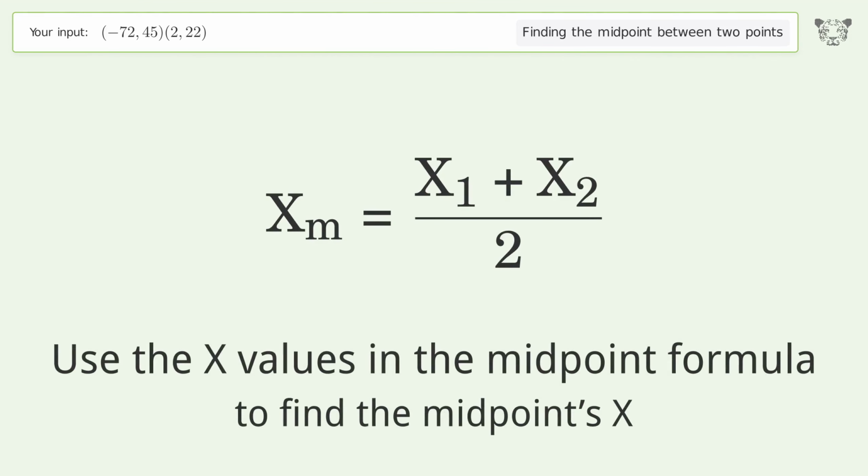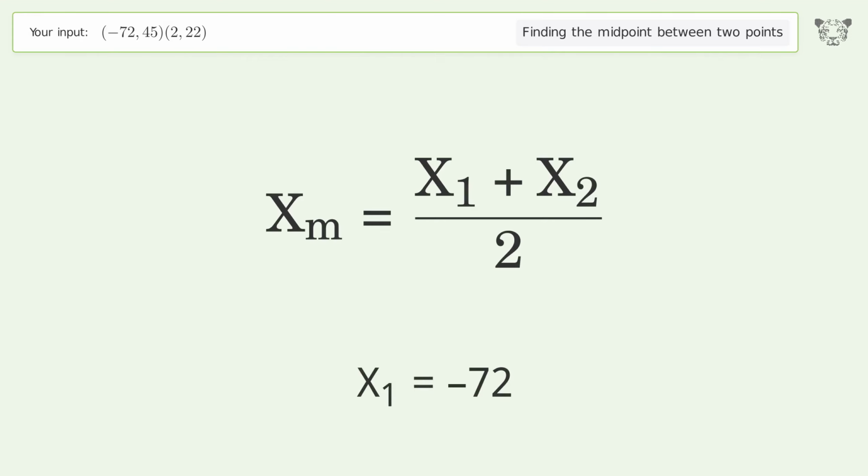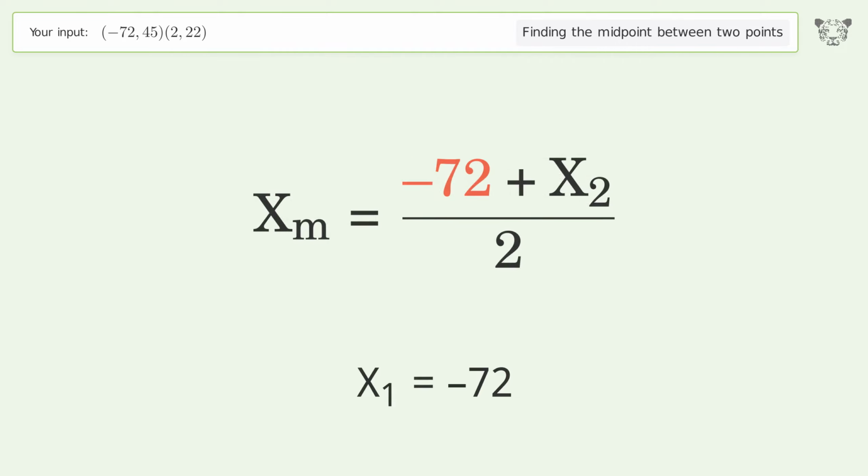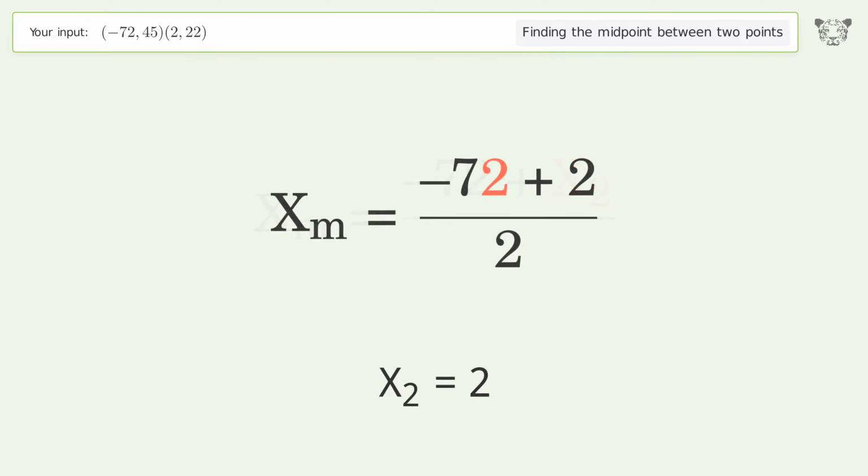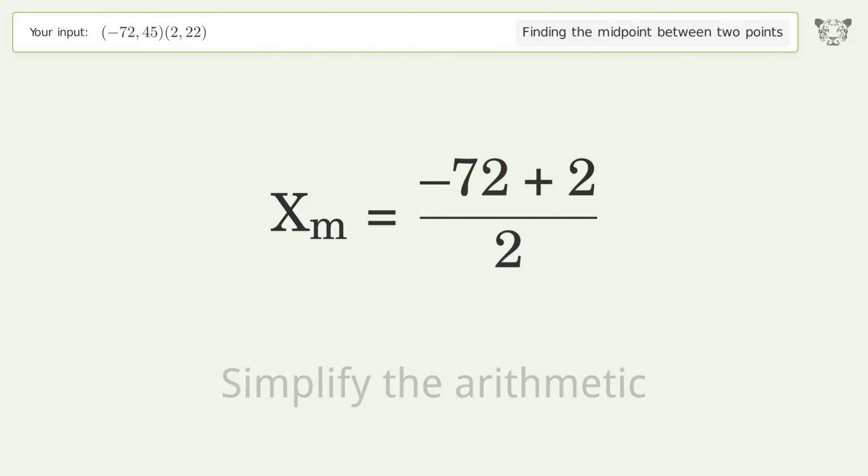Use the x values in the midpoint formula to find the midpoint's x. x1 equals negative 72. x2 equals 2. Simplify the arithmetic.